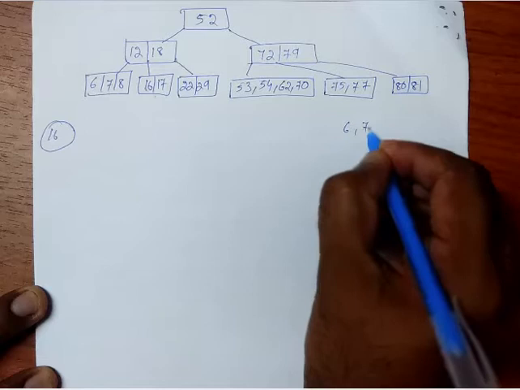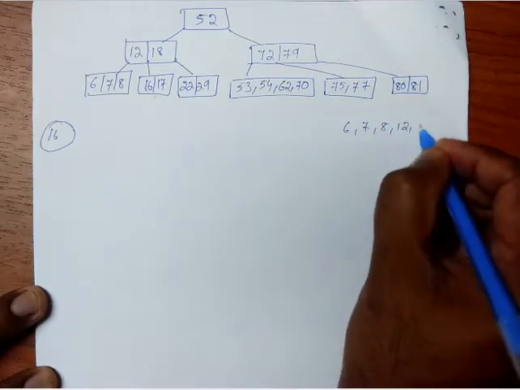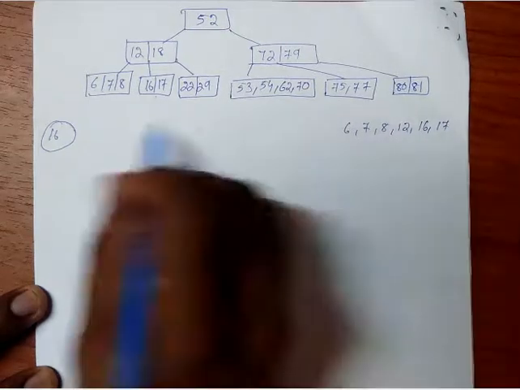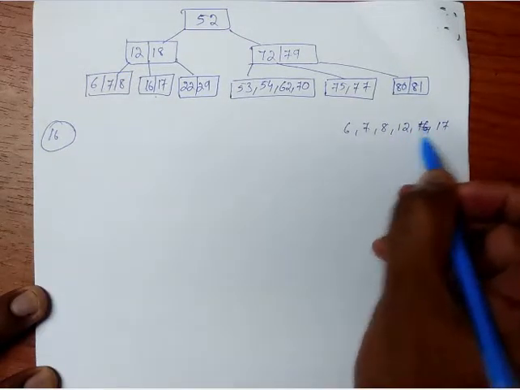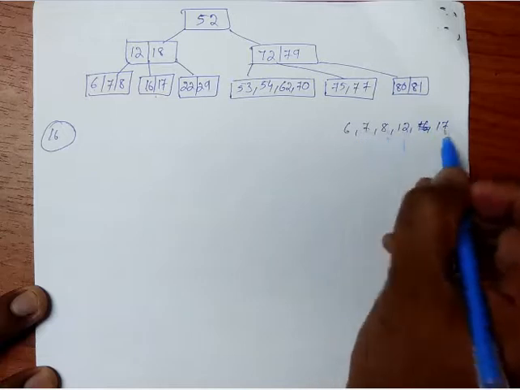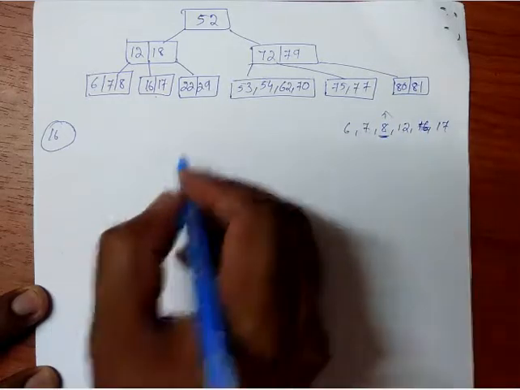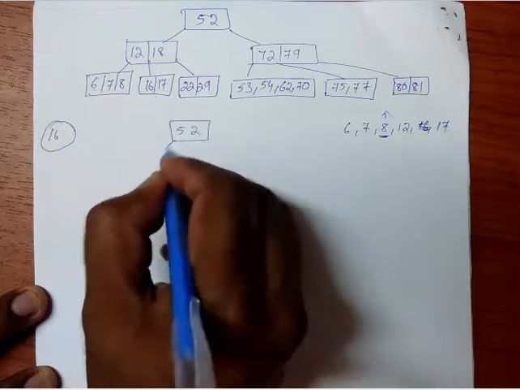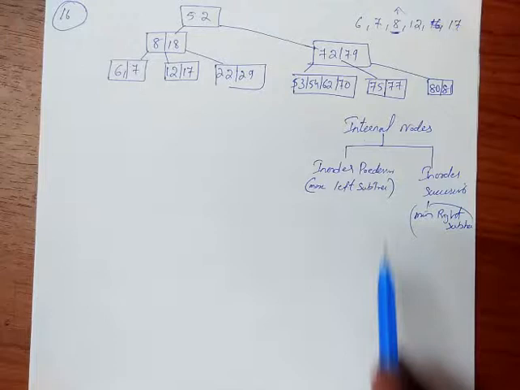So 6, 7, 8, 12, then 16 and 17, and we are removing the value 16 from the list, and here it is 5 elements. The 8 becomes the middle element. 8 has to move to the position of 12. So now you get a tree like this.